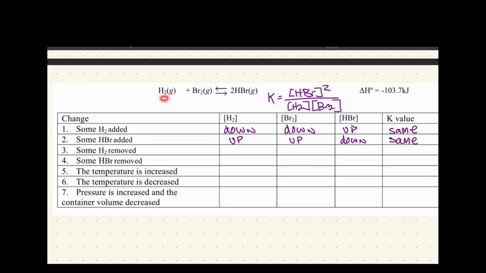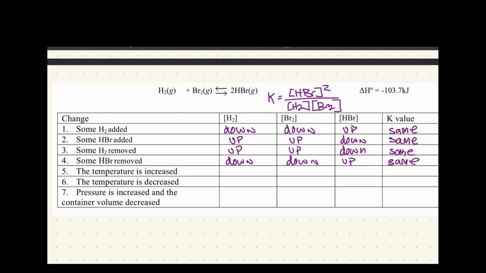If I remove H2, it's like I have a hole. And so the equilibrium needs to shift to fill the hole. I'm going to see these increase, and the HBr is going to decrease. If I make a hole over here, again, the equilibrium has to shift to fill it. So I'm going to see this go down, and I'm going to see HBr increase. K, again, we're at the same temperature, so it stays the same.